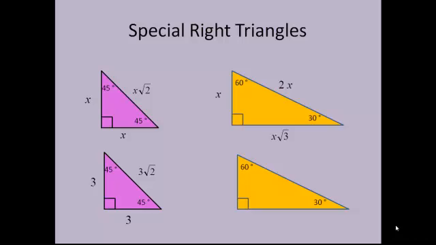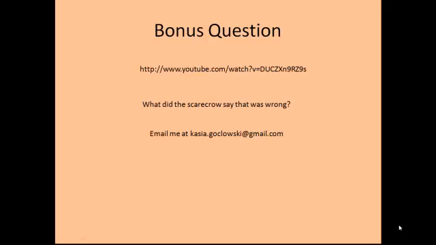Here's our 30, 60, 90 triangle. Let's say we know the hypotenuse is 10. That tells us that since it's twice the smallest side, the smallest side must be 5, and the remaining side must be 5 times root 3. So that's everything for right triangles for today.